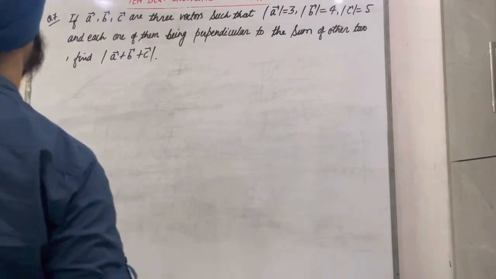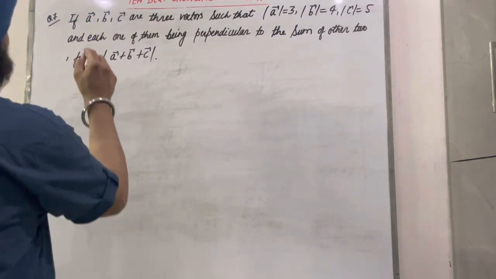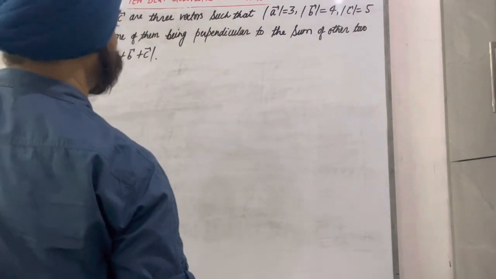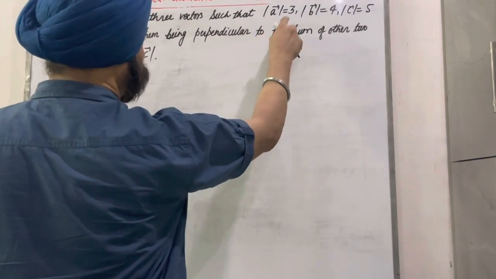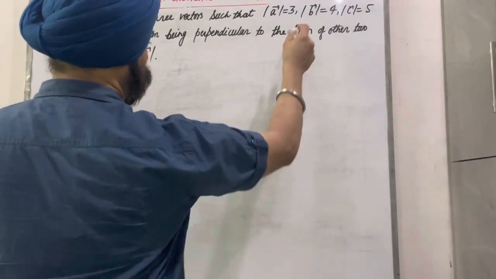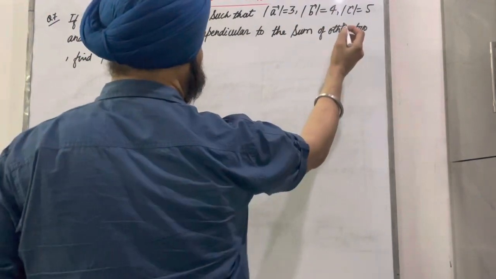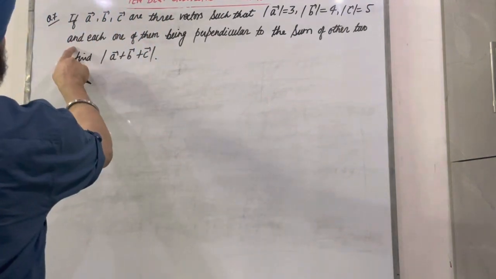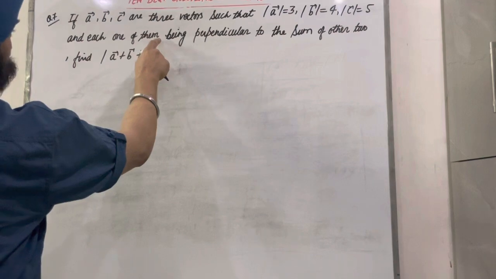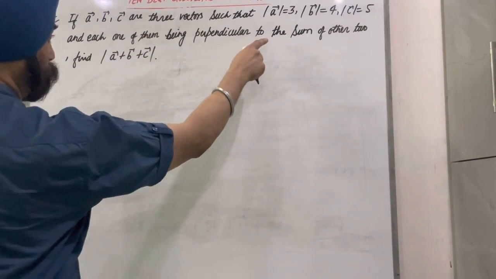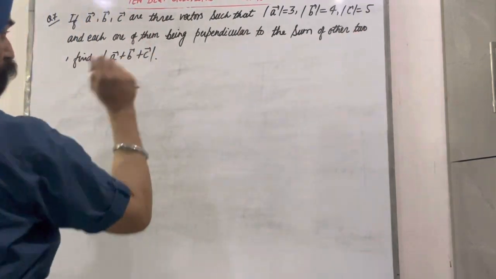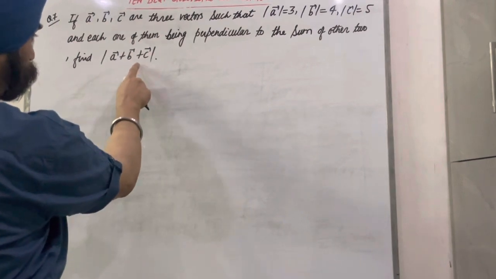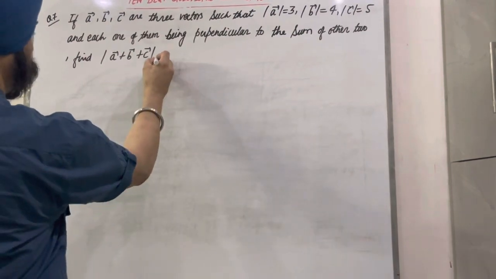So in this question, it is given that vector A, vector B and vector C are three vectors such that magnitude of vector A is 3, magnitude of vector B is 4, magnitude of vector C is 5, and each one of them being perpendicular to the sum of the other two. Find magnitude of vector A plus vector B plus vector C. This is what we have to find.